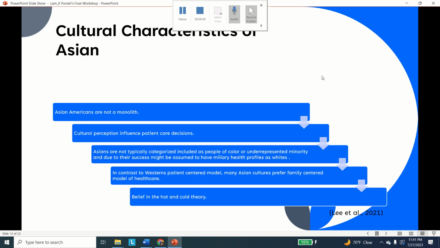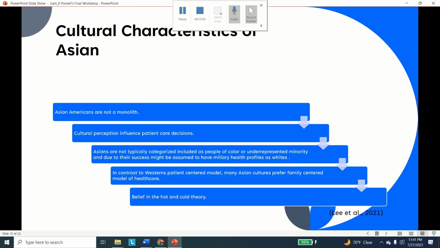Asians are also not a monolith. So, for instance, there's Chinese, Japanese, Koreans. Cultural perception influences patient care decisions. For Asians, they're not typically categorized as people of color, an underrepresented minority, due to their success. They are more likely to be categorized with whites, and so therefore that is a disparity for them because they think that they are healthier and have less risk than they really do.